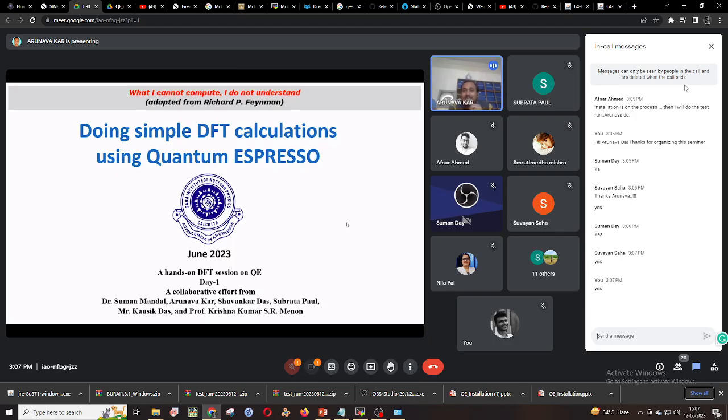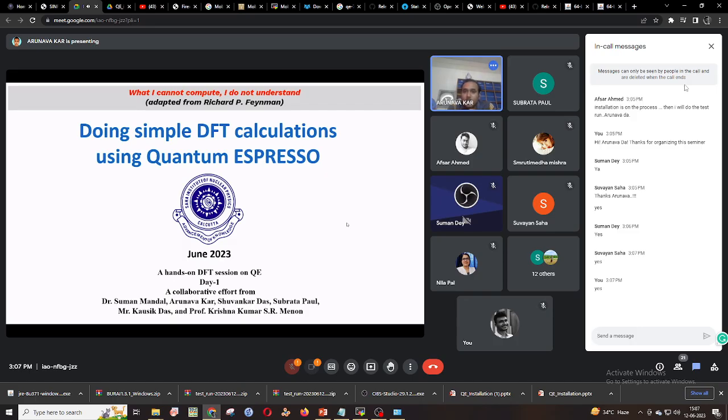Okay. So first, I want to start with the quote: what I cannot compute, I don't understand. This is adopted from Richard Feynman. So we are trying to run some calculations to understand what is happening, what is going on inside. This is for basic simple calculations we'll do in this session.